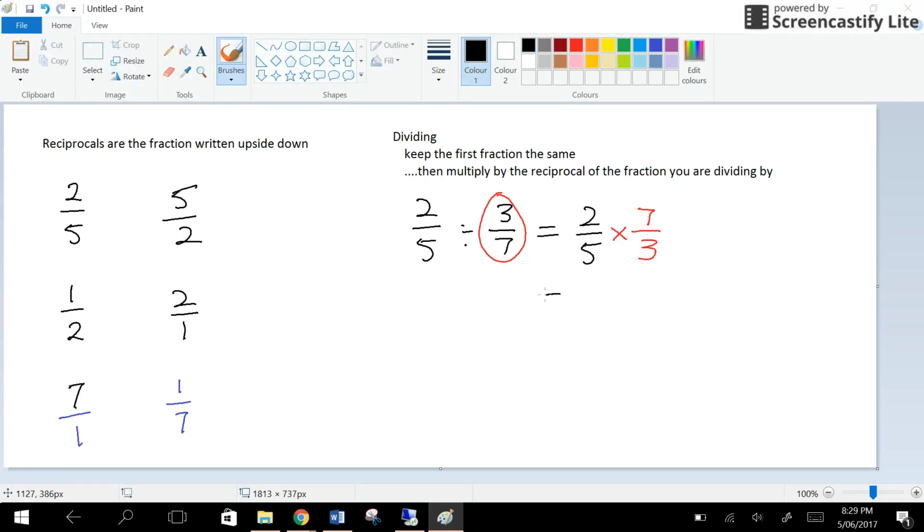This gives us, we just multiply across the top, 14, multiply across the bottom, and that gives us over 15. So 14/15 is the result. I'll give you another example.